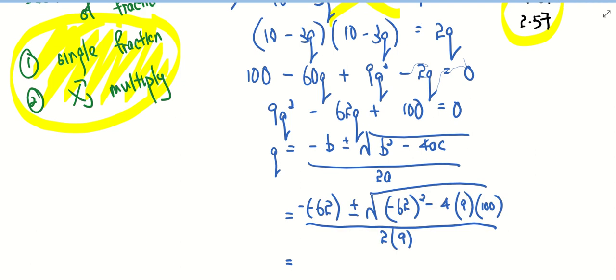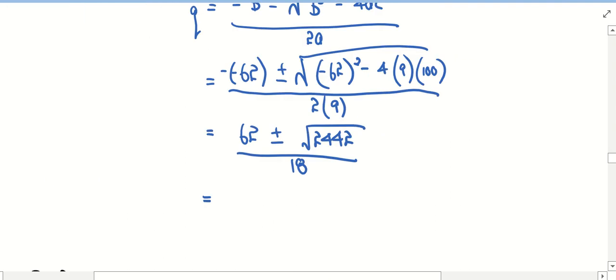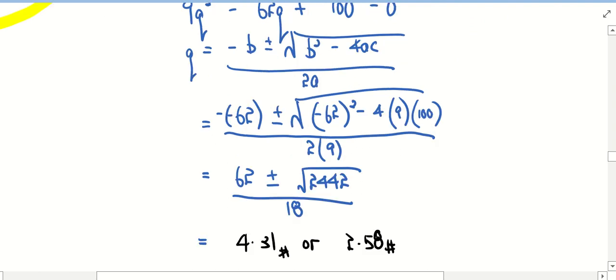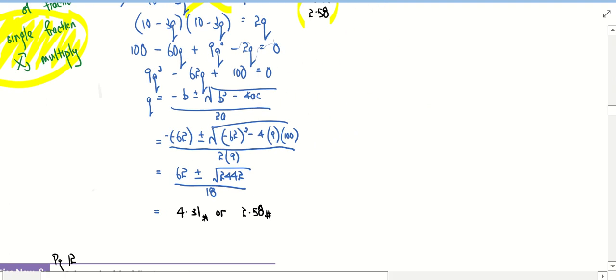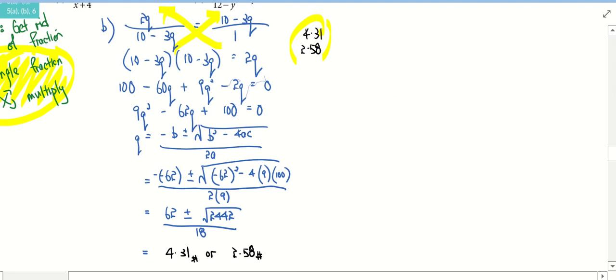After you insert your A, B, C, remember to evaluate the answer underneath the square root term. Okay, I just double check. The answer is 4.31 and 2.58 for the final answer using calculator. Make sure you write down the value of the evaluated terms underneath the square root. Then you can write down the two final answers after you have checked. Remember, once you write down the answer, remember to underline your final solution. So in a typical question like this, it's worth 5 marks.